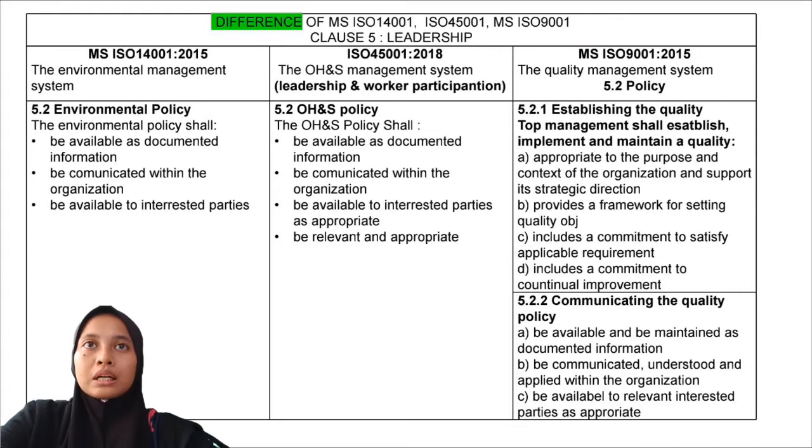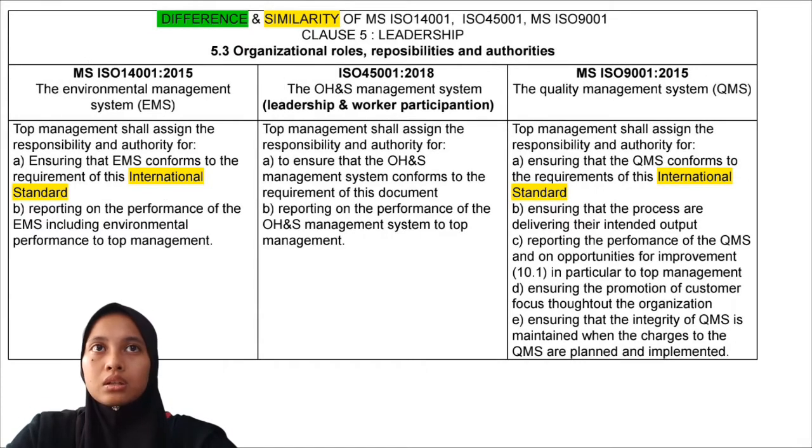Okay, 5.2 for the OHS management system: the policy shall be available as documented information, be communicated within the organization, be available to interested parties as appropriate, and be relevant. Then for EMS, the environmental policy shall be available as documented information, be communicated within the organization, and be available to interested parties. Okay, 5.3 organizational roles, responsibilities and authorities, for EMS, OHS and QMS.